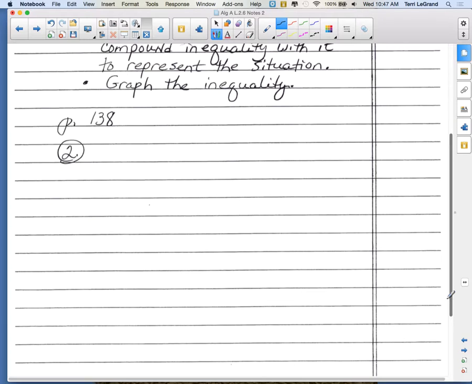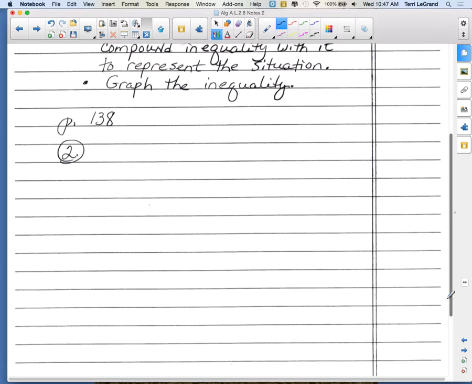Who wants to read it for us? Blake: An iguana needs to live in a warm environment. The temperature in that iguana's cage should be between 70 degrees Fahrenheit and 95 degrees Fahrenheit, inclusive. Write a compound inequality and show the temperatures that are within the recommended range on a graph.